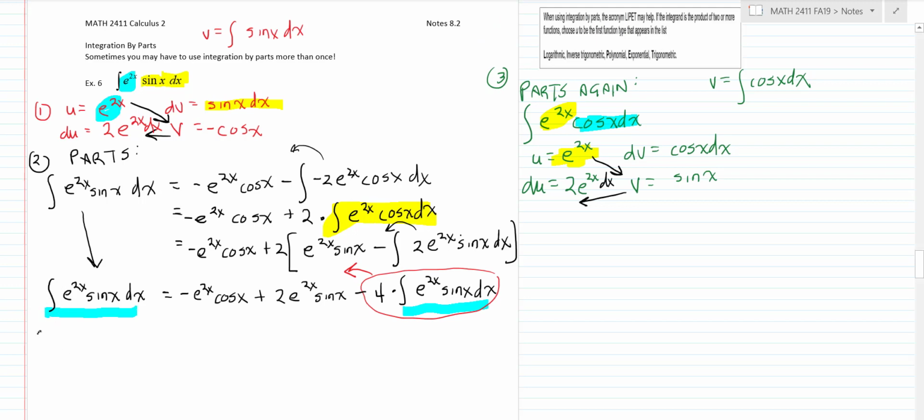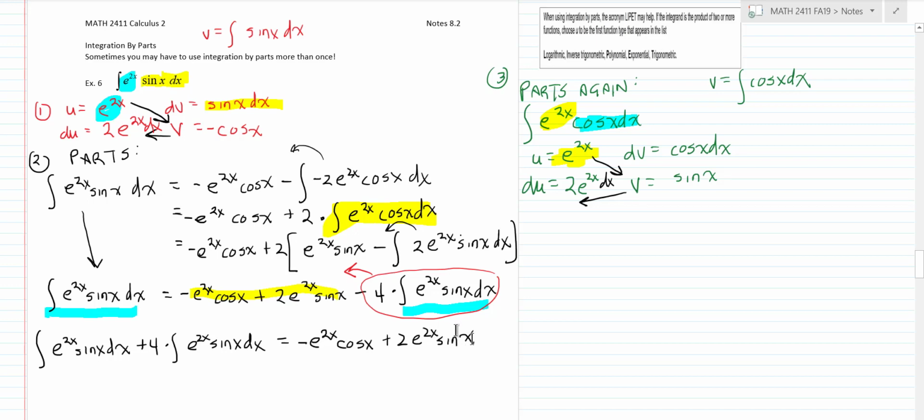So I'm just going to write this down, bring this down. So that's e to the 2x sine x dx. And then when we move this over, that will become plus 4 times the integral of e to the 2x sine x dx, like that. And then we're going to leave this stuff where it is. So we're putting the integrals together on one side of the equation. Everything else we just leave where it is. All right, so we're solving an equation with an integral in it. So that's negative e to the 2x cosine x plus 2e to the 2x sine x like that.